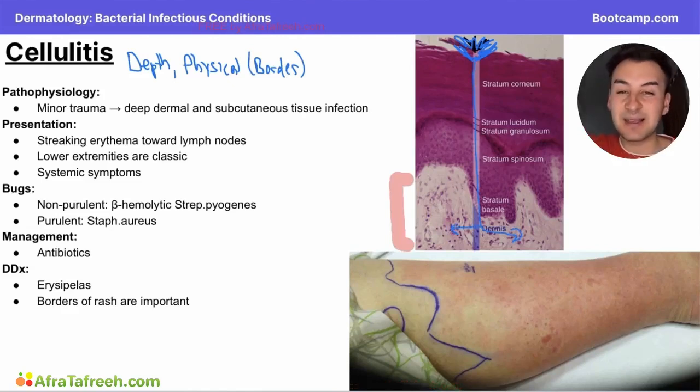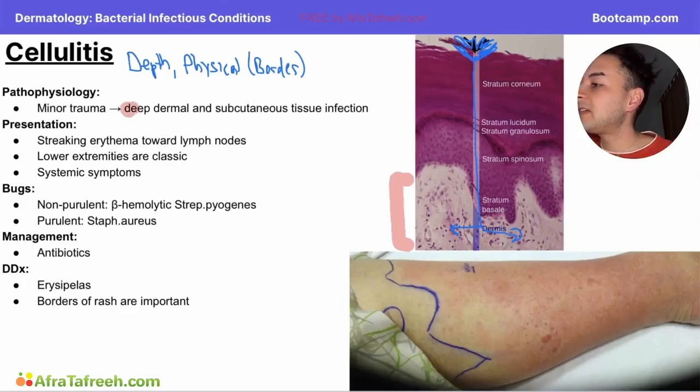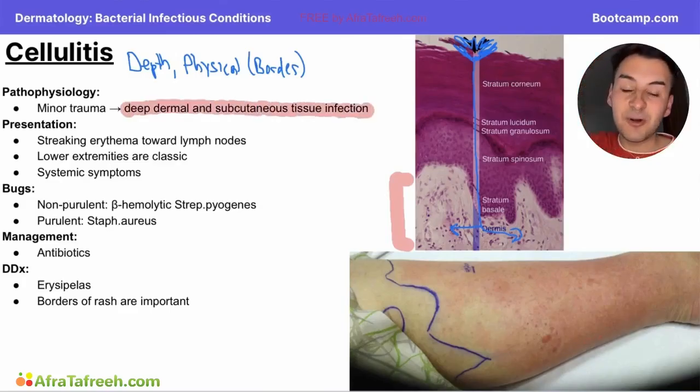And that's key because they like to ask about the layer that is infected. So I'm going to highlight that for you here: deep dermal and subcutaneous tissue infection. That is key. Now, let's look at the important physical exam findings. You'll see that this is like an erythematous pink rash, right? Which could describe a lot of rashes.